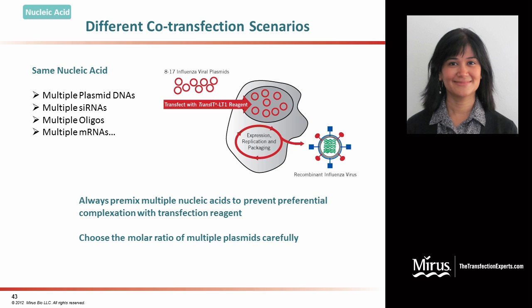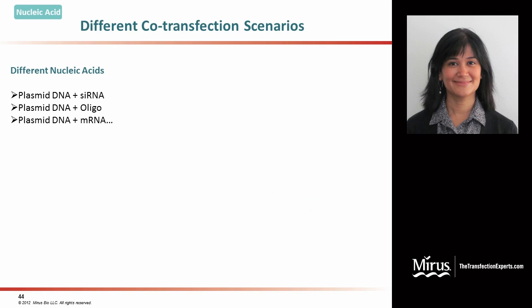In cases of some reporter systems, only a very little amount of the reporter plasmid is added to the transfection mixture, whereas in cases where you want to get equivalent expression from 2 plasmids, you would ideally want to add an equimolar ratio. There are also co-transfection scenarios where 2 different nucleic acids need to be co-transfected.